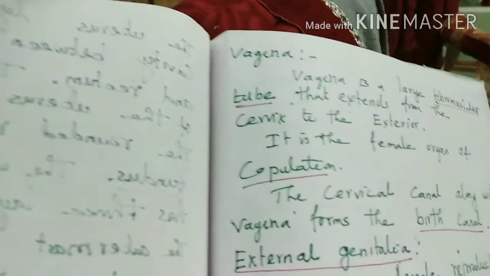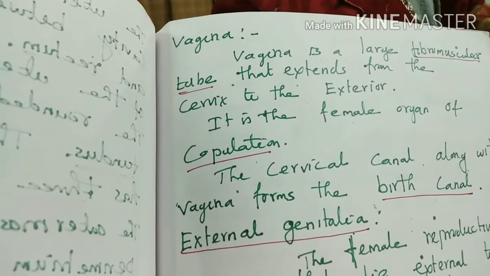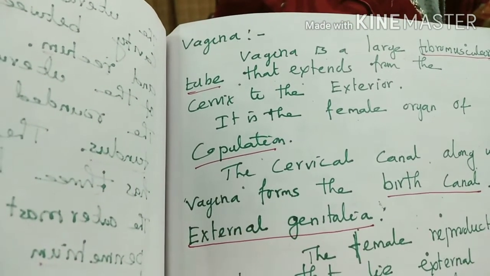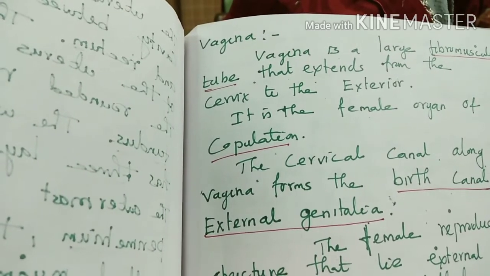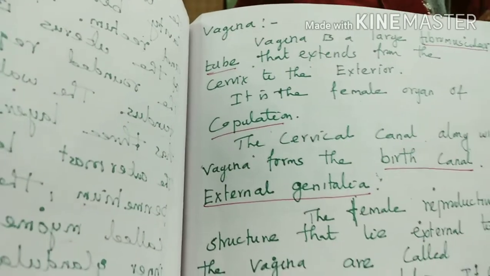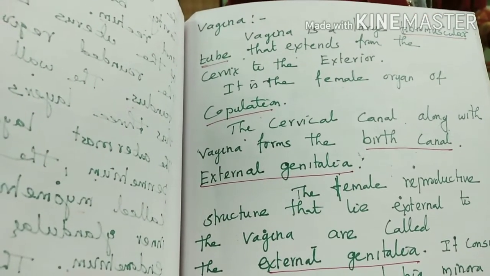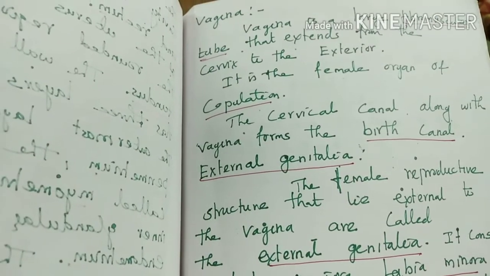Next one is the vagina. Vagina is a large fibromuscular tube that extends from the cervix to the exterior. It is the female organ of copulation. The cervical canal along with the vagina forms the birth canal.